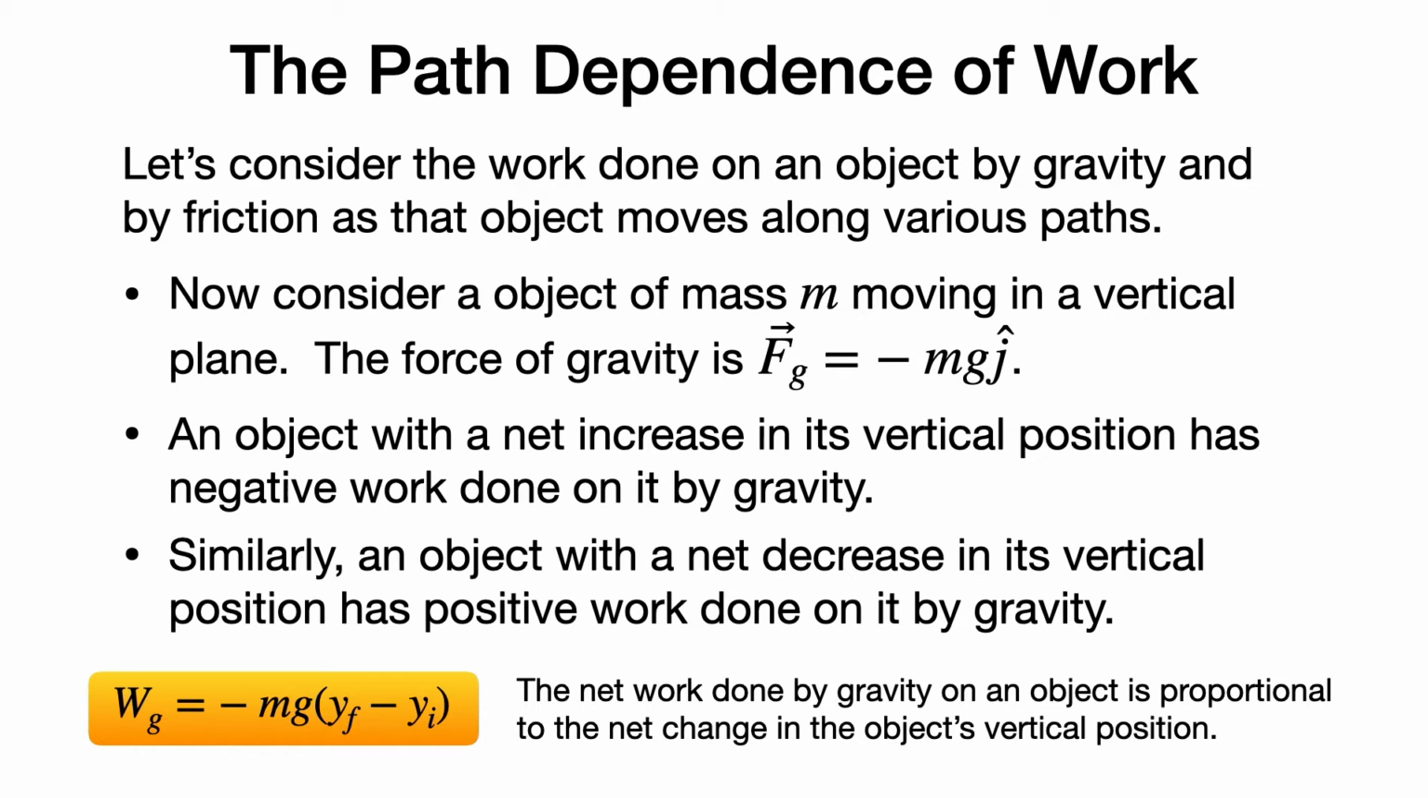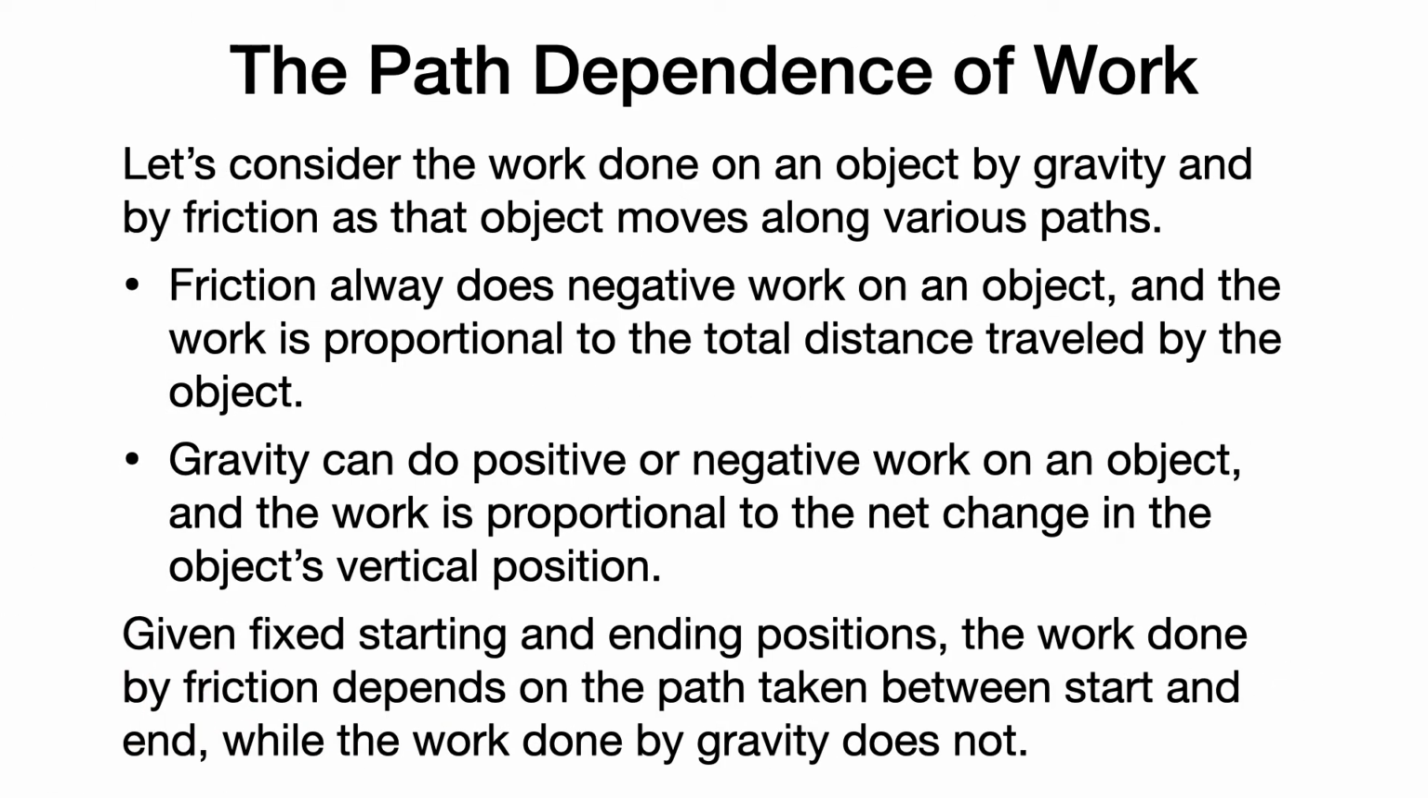That is, the net work done by gravity on an object is proportional to the net change in the object's vertical position. In summary, we see that friction always does negative work on an object, and the work is proportional to the total distance traveled by the object. Gravity, on the other hand, can do both positive and negative work on an object, and the work is proportional to the net change in the object's vertical position. So, given fixed starting and ending positions, the work done by friction depends on the path taken between start and end, while the work done by gravity does not.